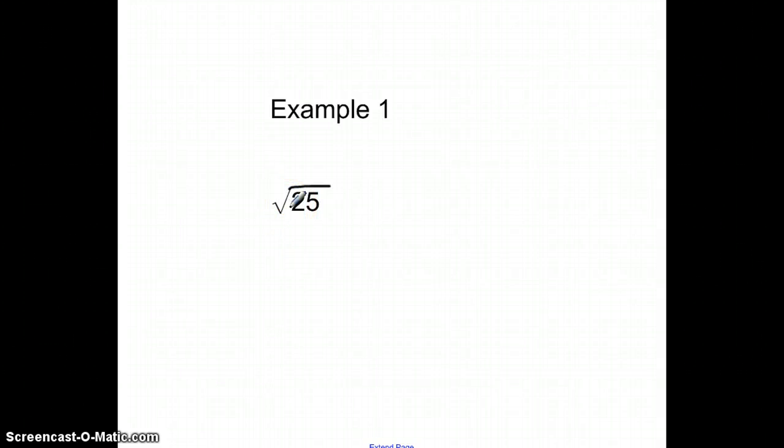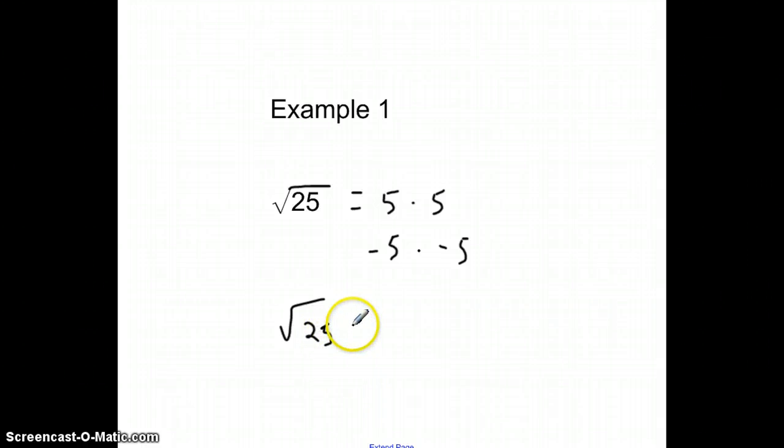So square root of 25. In order to find the square root of 25, you have to think about what number times itself can give us 25. We may know off the top of our head, hopefully, that 5 times 5 gives us 25, or even negative 5 times negative 5 would give us positive 25. Unless stated otherwise, we always just use the positive. So we would say the square root of 25 is 5, sort of working backwards from the perfect squares.